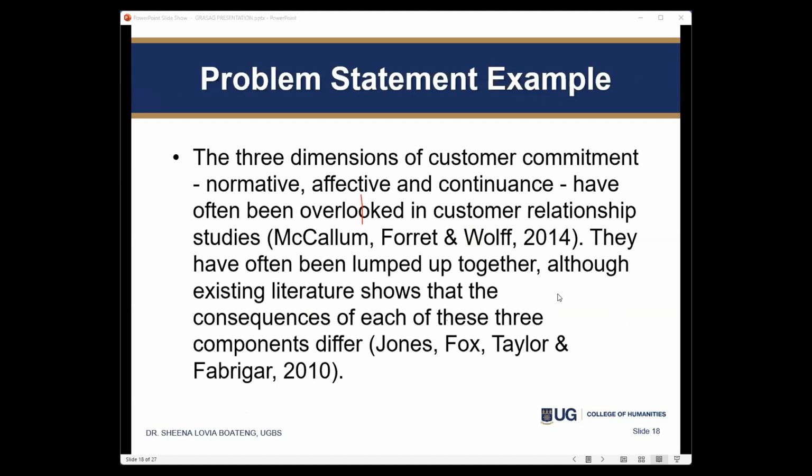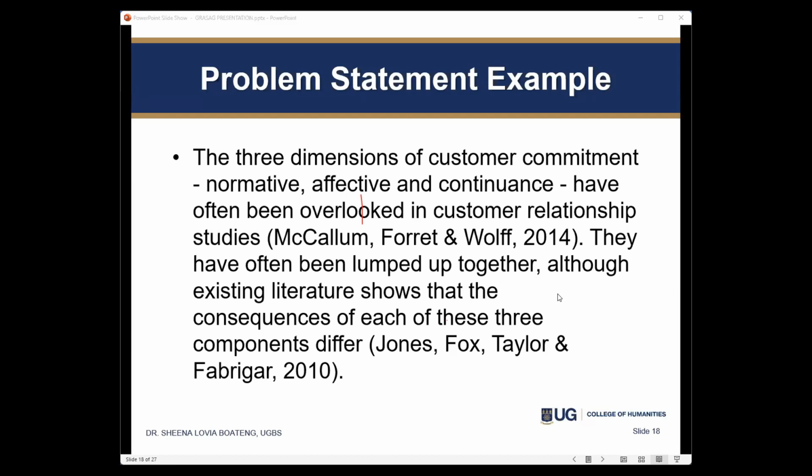And it reads, the three dimensions of customer commitment, normative, affective, and continuance, have often been overlooked in customer relationship studies. Now you will see that this statement alone combines two things, where the literature contrasts and the ideas of the researcher. Because here, I'm basically stating that in reading through the literature, I saw that researchers have ignored the individual dimensions, and basically because they have ignored it, in my opinion, there is the need for it to be looked into.